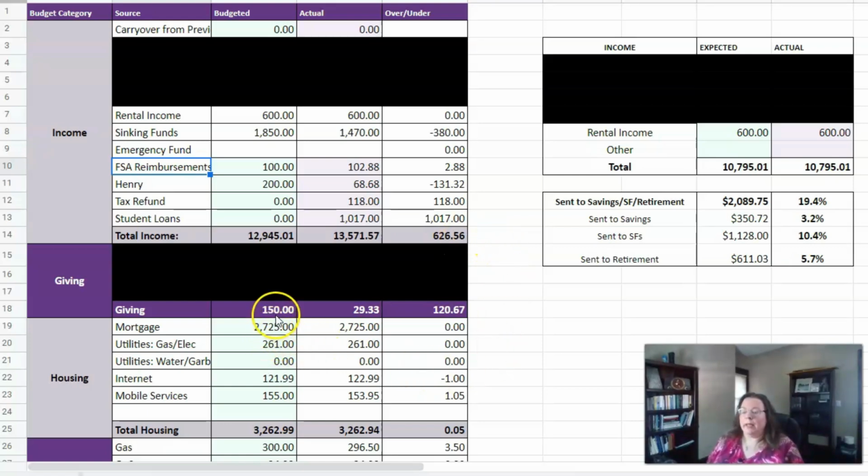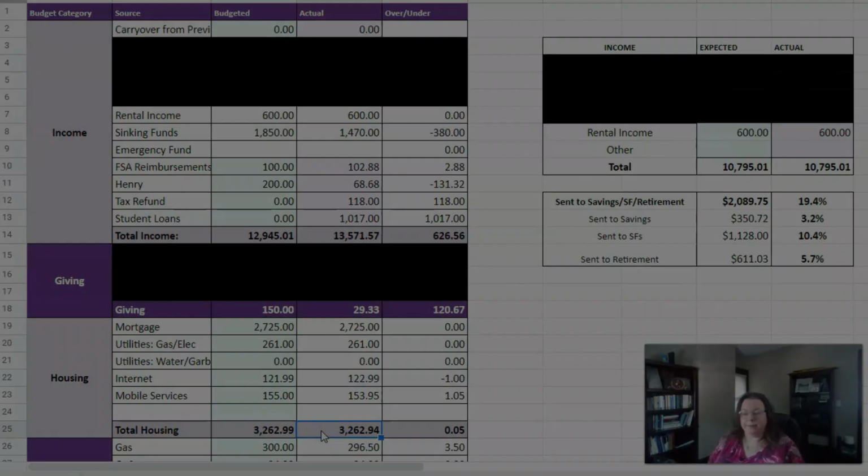In giving, we planned on doing 150, but we ended up doing a bunch of that actually in May, and so that's why it reflects that we didn't do as much this month. In housing, we came in right on track. We had $2,725 for our mortgage, and there's 2 mortgages. And utilities, our monthly utilities for here were $261. No quarterly city utilities due, so that's water, garbage, sewer. And then our internet was $122. Our mobile services were $153, bringing our total to $3,262. So we were right on target.